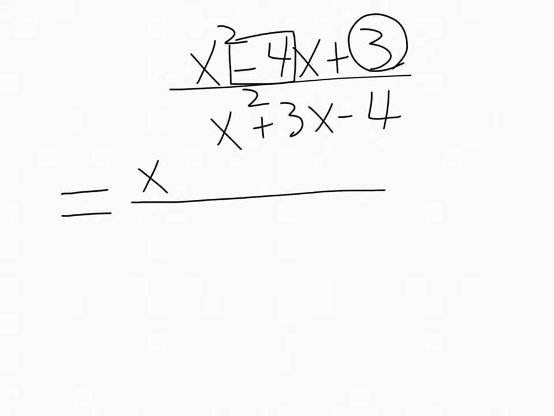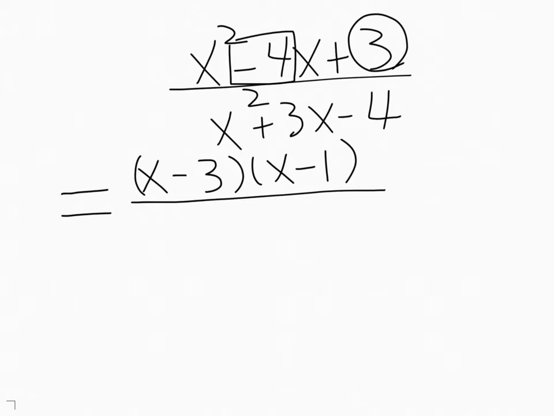So what are the two numbers that are possible, that make up the factors of 3? I'm thinking of negative 3 and negative 1, because negative 3 times negative 1 gives me positive 3, and negative 3 plus negative 1 is negative 4.